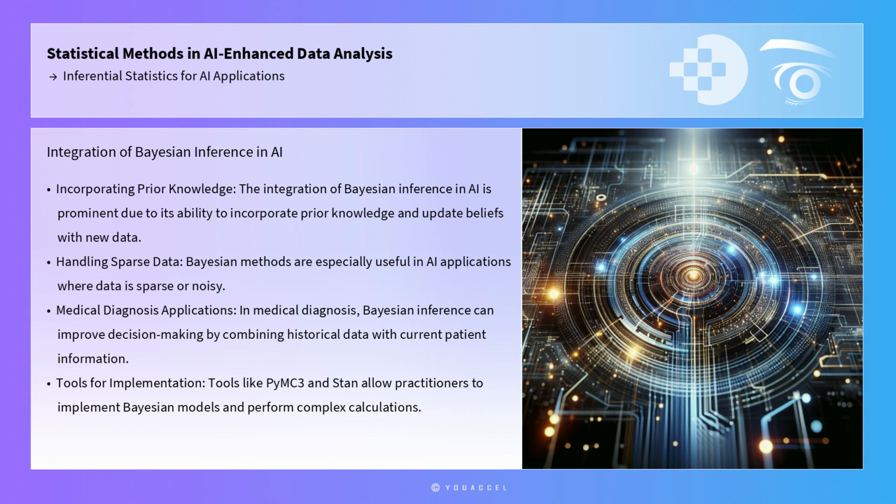The integration of Bayesian inference in AI has gained prominence due to its ability to incorporate prior knowledge and update beliefs with new data. Bayesian methods are especially useful in AI applications where data is sparse or noisy. For instance, in medical diagnosis, Bayesian inference can improve decision-making by combining historical data with current patient information to assess the probability of a disease. Tools like PyMC3 and STAN allow practitioners to implement Bayesian models and perform complex calculations that would otherwise be intractable.